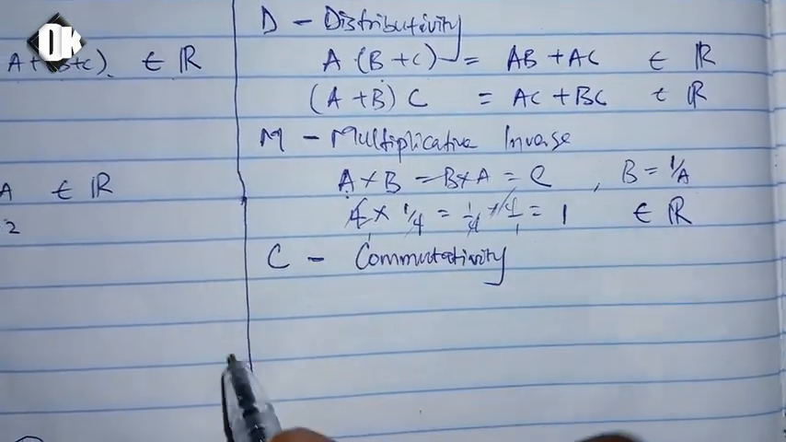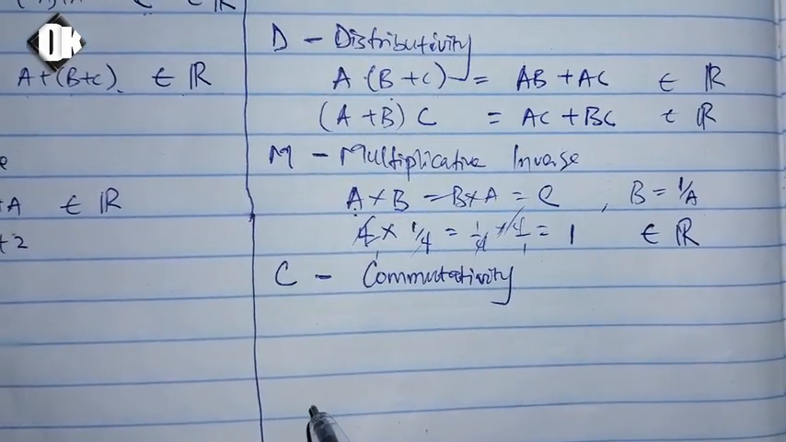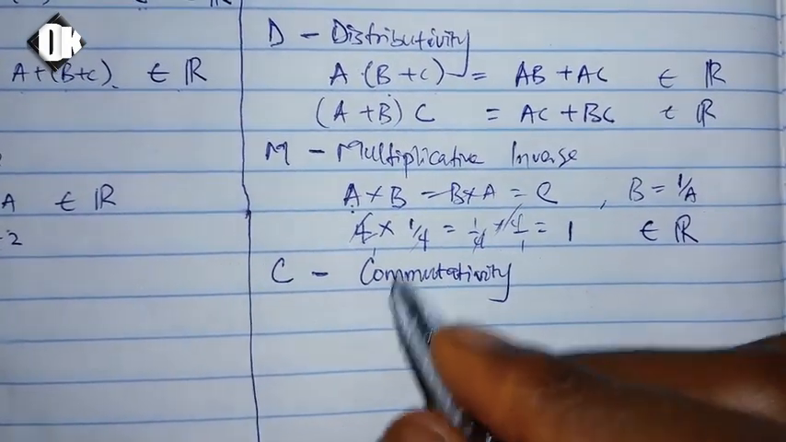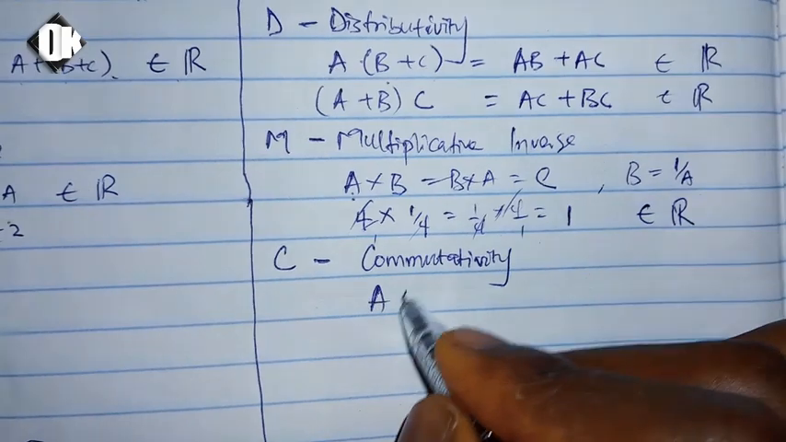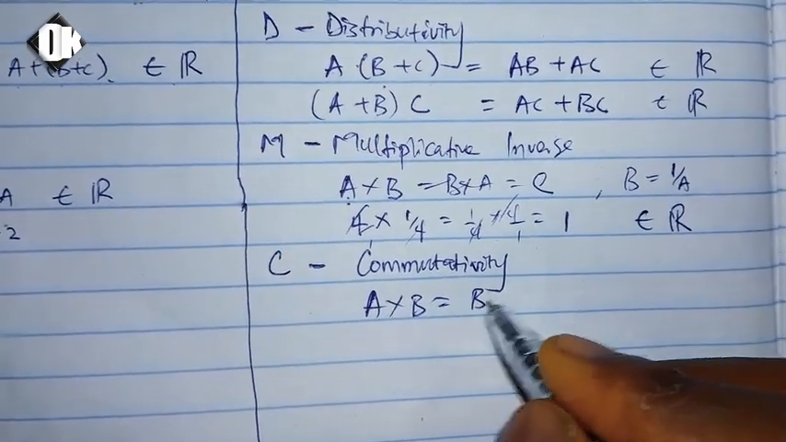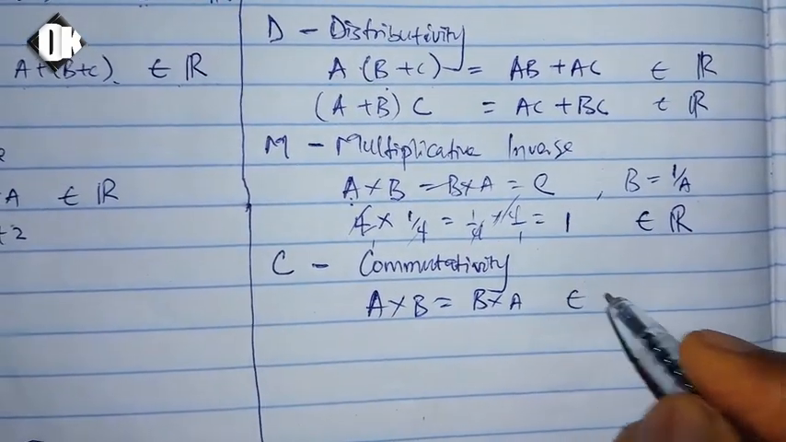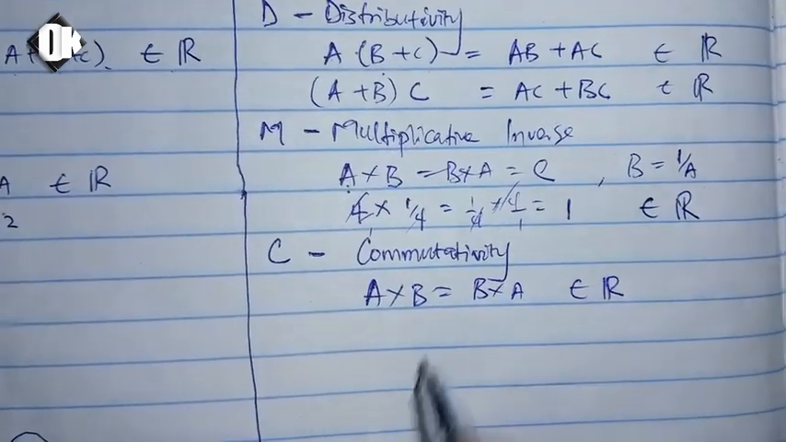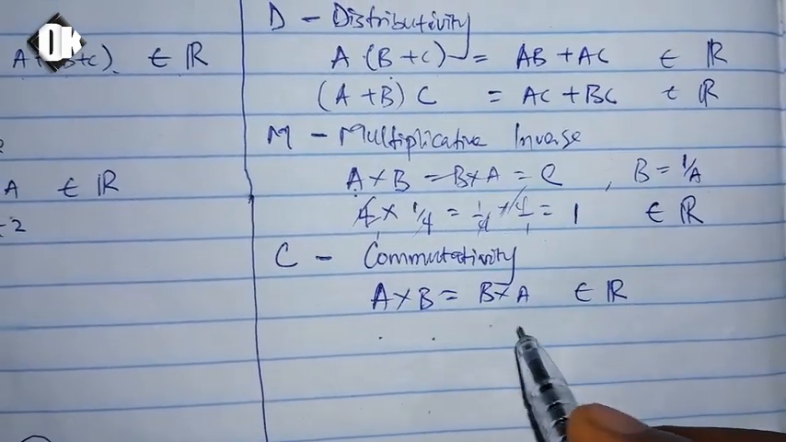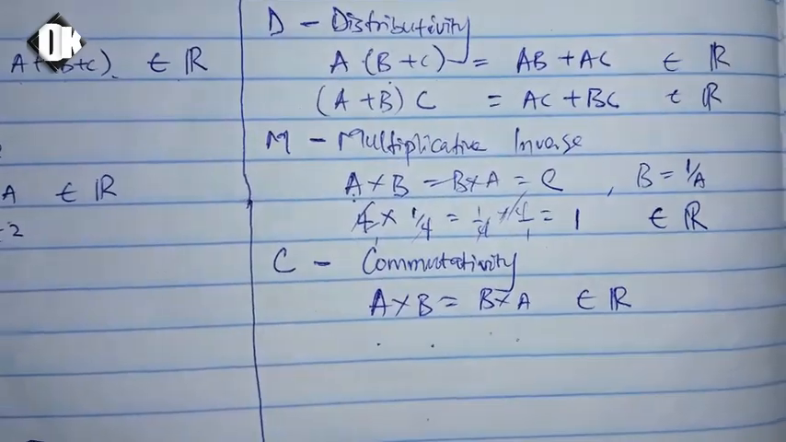As simple as that. And they must all come from the set of real numbers. Finally, commutativity. Now for commutativity is when I have A times B equal to B times A, vice versa, elements of the set of real numbers. That is, 4 times 5 must be equal to 5 times 4. As simple as that.